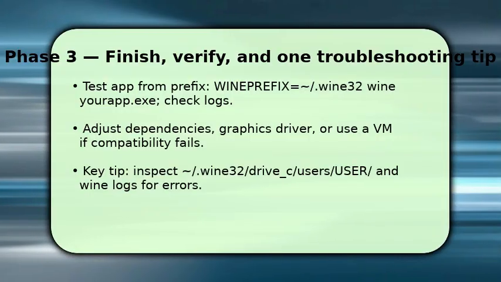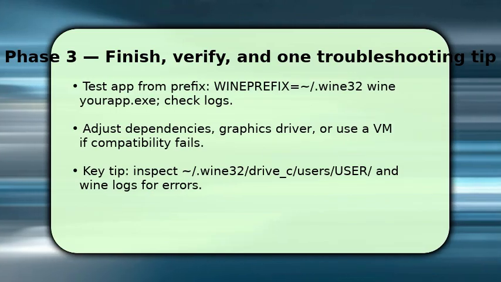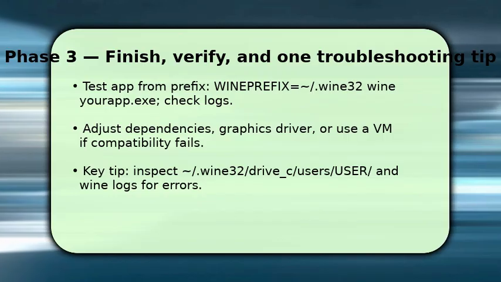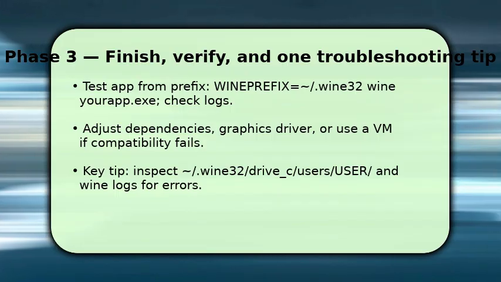If graphics stutter, switch drivers, or enable virtual desktop in winecfg. If a stubborn dependency blocks you, try a lightweight VM like VirtualBox with a Windows image. Make sure to export important logs and file paths for diagnostics. If things go wrong, check the Wine log lines mentioning missing DLLs and rerun winetricks for those components. This single diagnostic step resolves most failures.